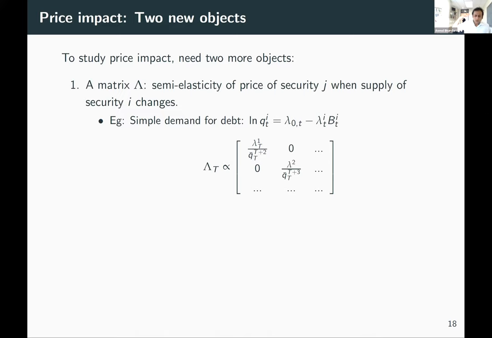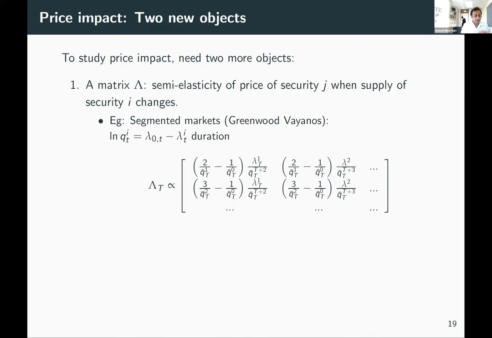So the structure of the lambda depends on how we introduce the inelastic demand for debt. And you can think of several ways. You could have a simple demand function for debt where the price of the debt is just linear in the quantity of the debt. And in that case, lambda will have a diagonal structure. Our preferred version is the Greenwood-Vayanos setting, which delivers that the log price of the debt is affine in duration. In that case, lambda won't be diagonal, it will be a filled out matrix, but we can compute all the objects we need.